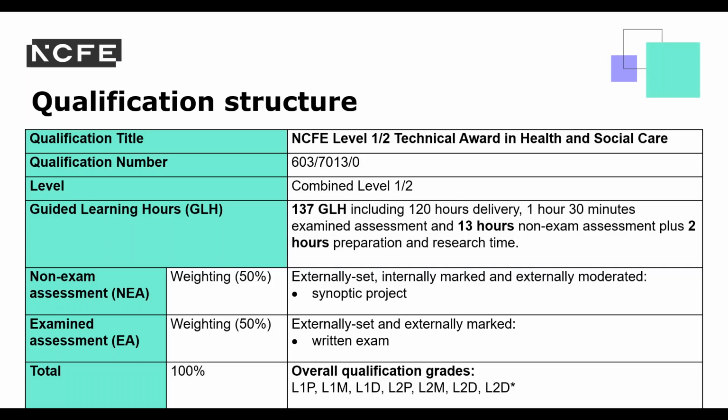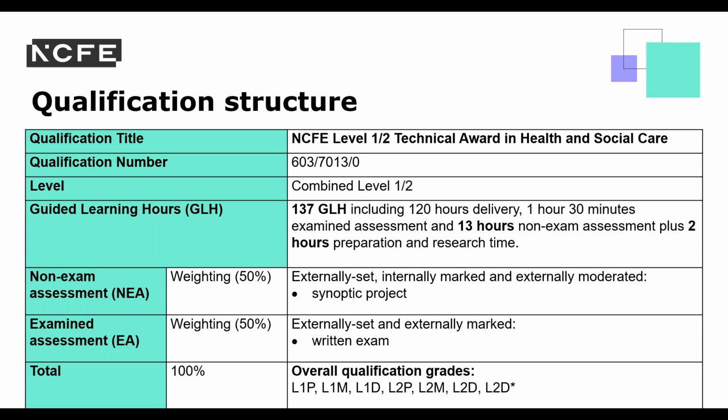Firstly, then, there will be an overview of the qualification. So this is the qualification structure for health and social care. The guided learning hours are 137, and this includes 120 hours for delivery, 13 hours for the NEA, plus 2 hours preparation and research time, as well as 1 hour 30 minutes for the external assessment or EA. The total qualification time is 151 hours, and this includes homework that you might set and/or independent learning.